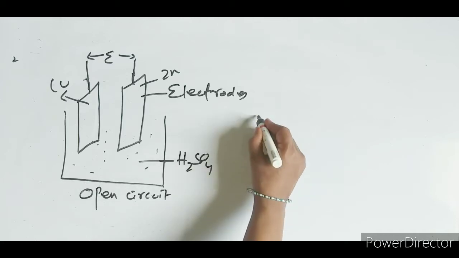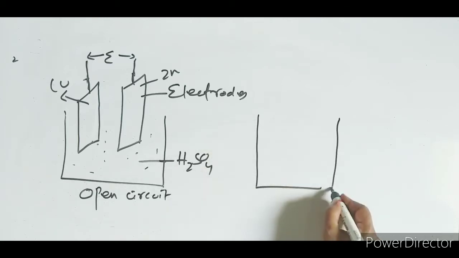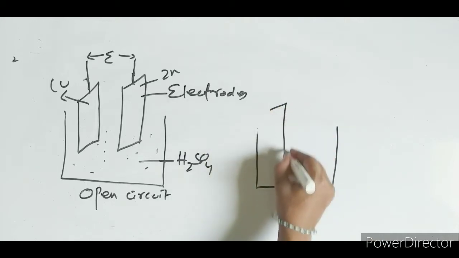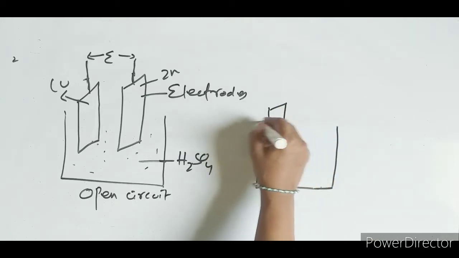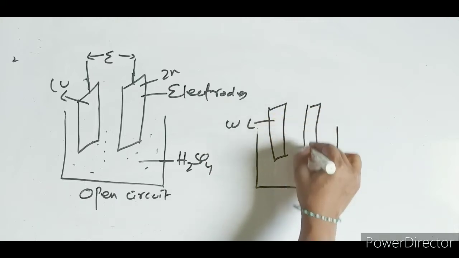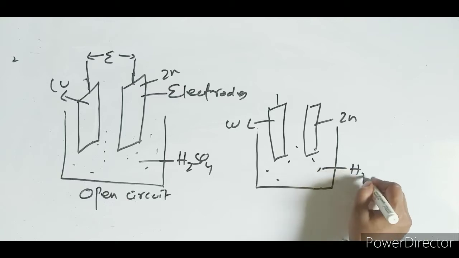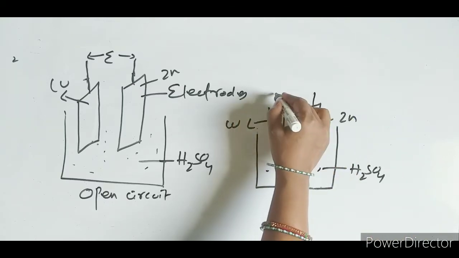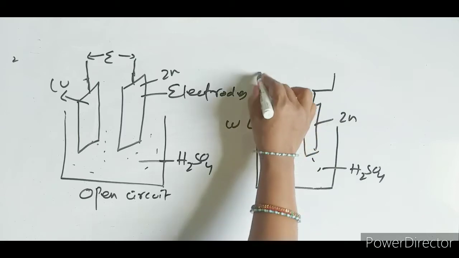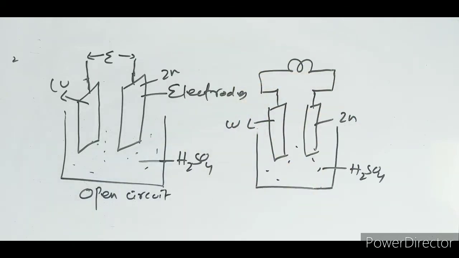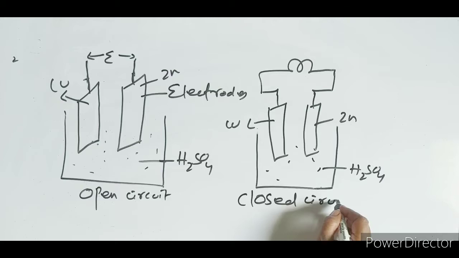Understood? Now let me take another one, the same thing. Here I will take copper, and this one will be zinc. This will be the electrolyte, dilute H2SO4. Now if I connect this to a bulb, understand? This will be a closed circuit, because it is connected to the external circuit.